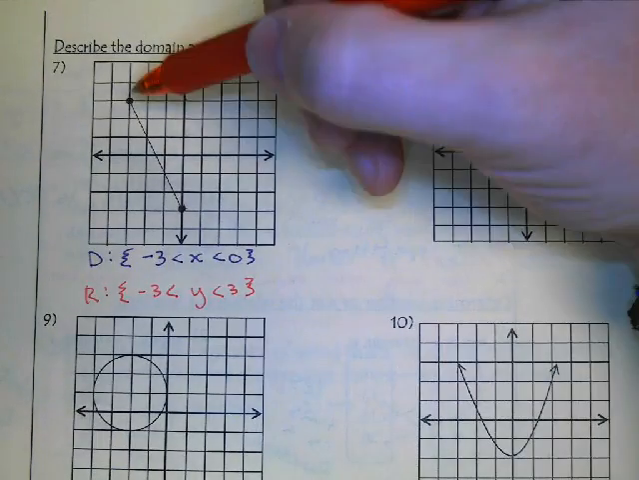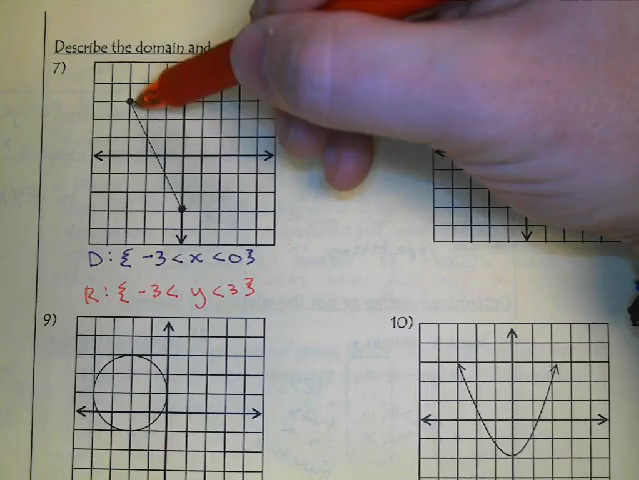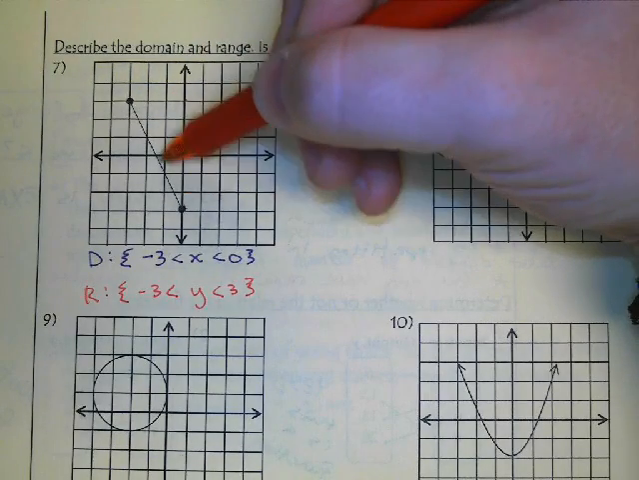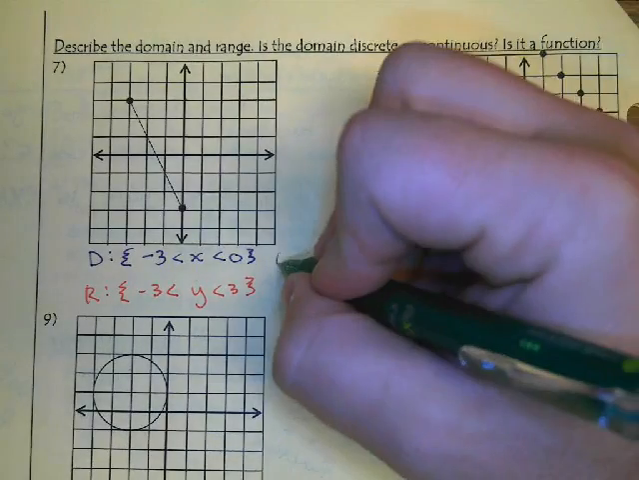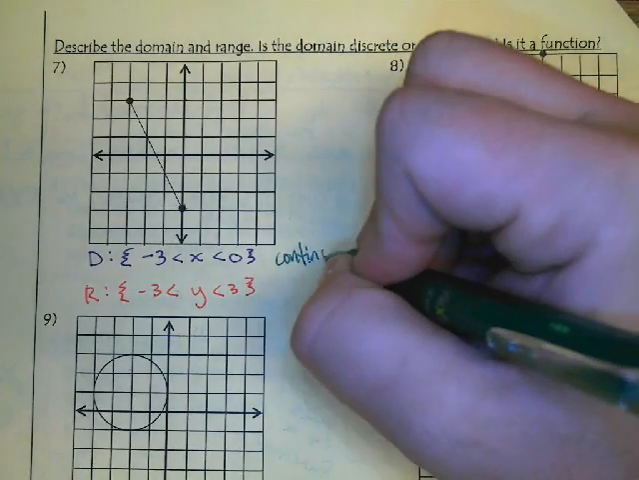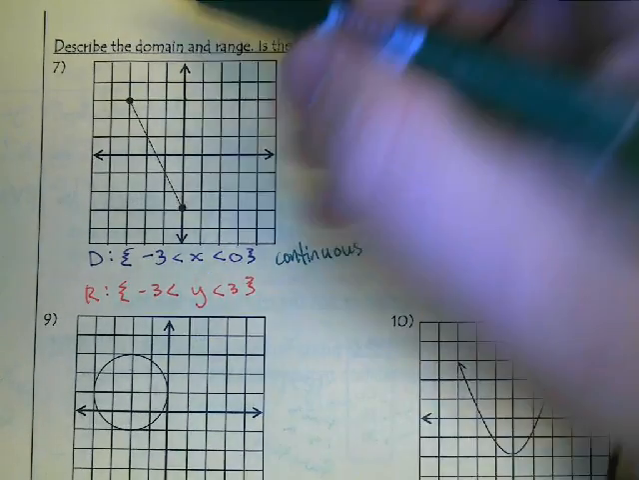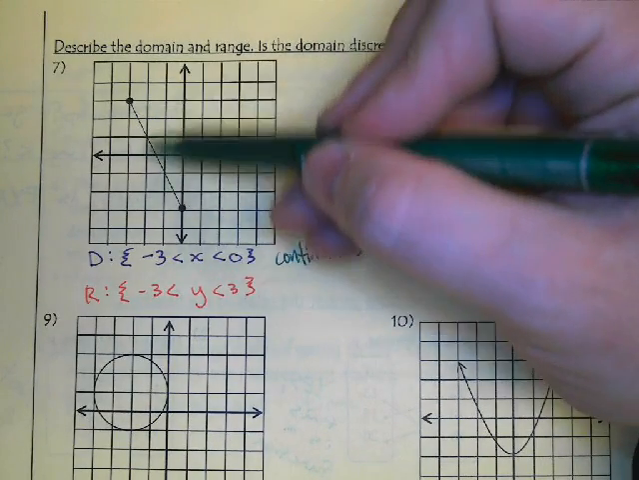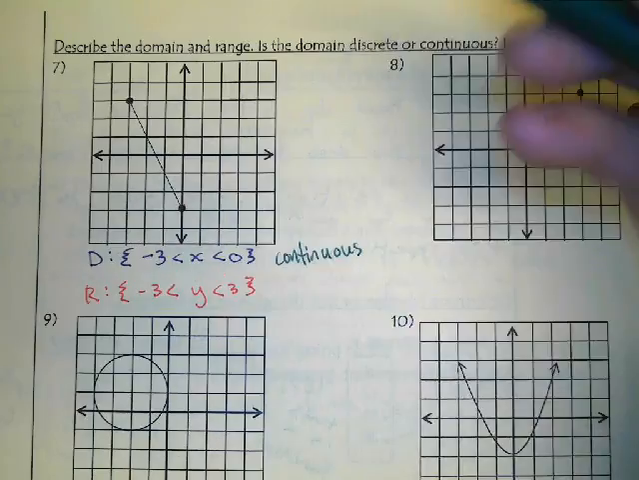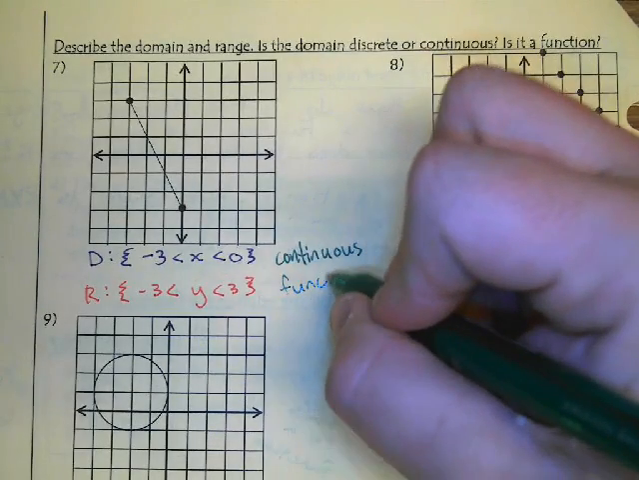Now, do I have a scattering of dots, or do I have a line that's connecting a bunch of stuff? Well, we have a line. So we can call this a continuous function. And is it a function? Is there any repetition in the x values as I travel this? If I drew vertical lines, would I ever touch the graph twice? No. So we'll say this is a continuous function.